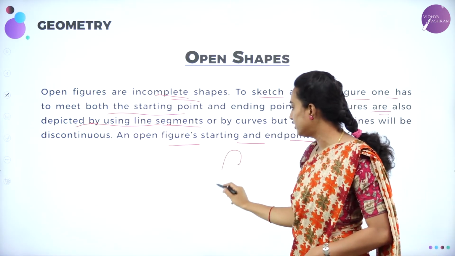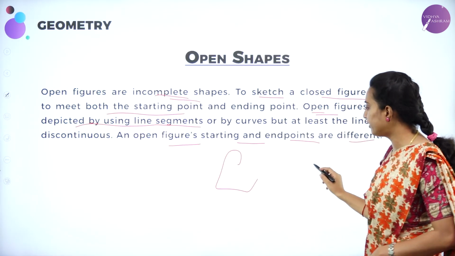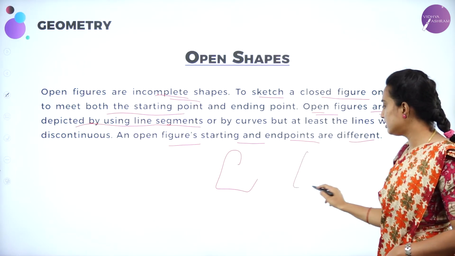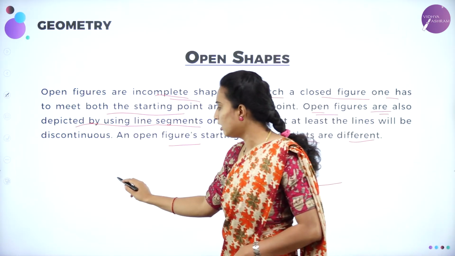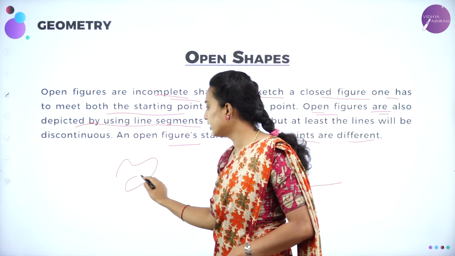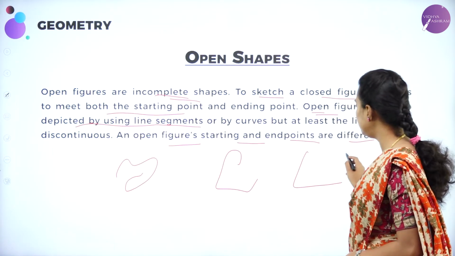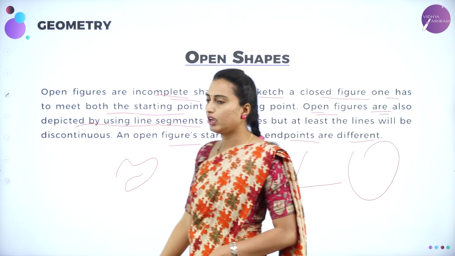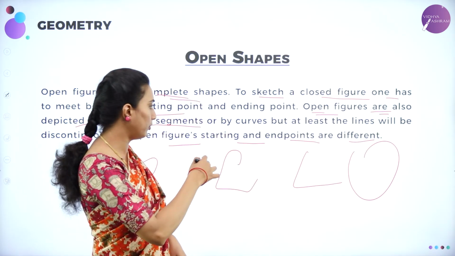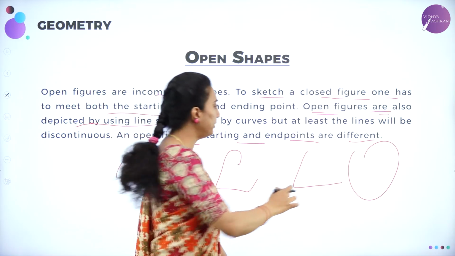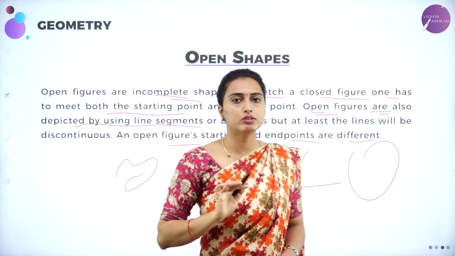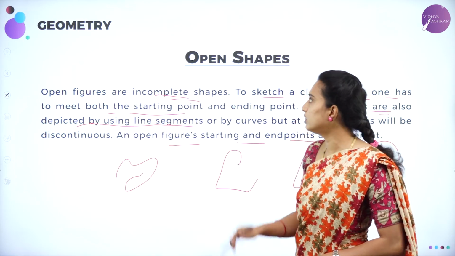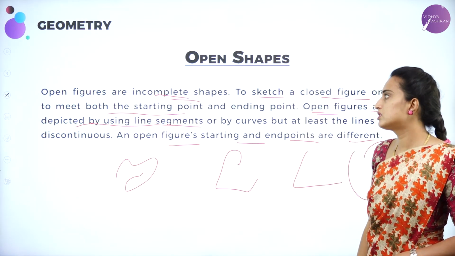Like this you can have starting and ending points that are different, and see, these are all going to be known as open figures. Correct? So the starting point will be there, but the ending point will not connect to the same starting point. That is going to be known as open shapes.